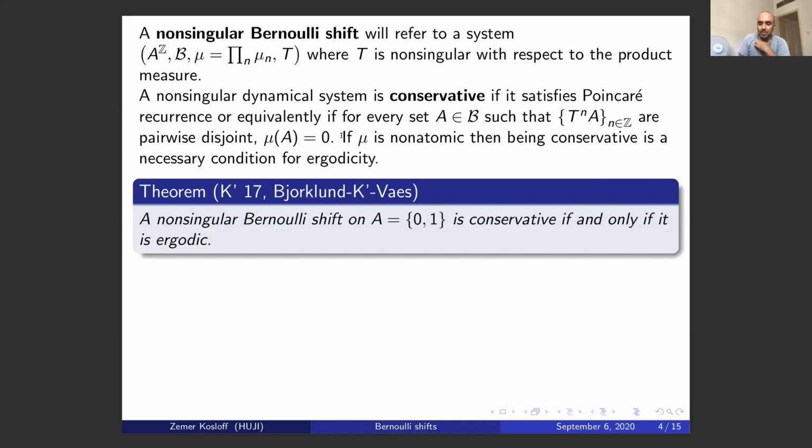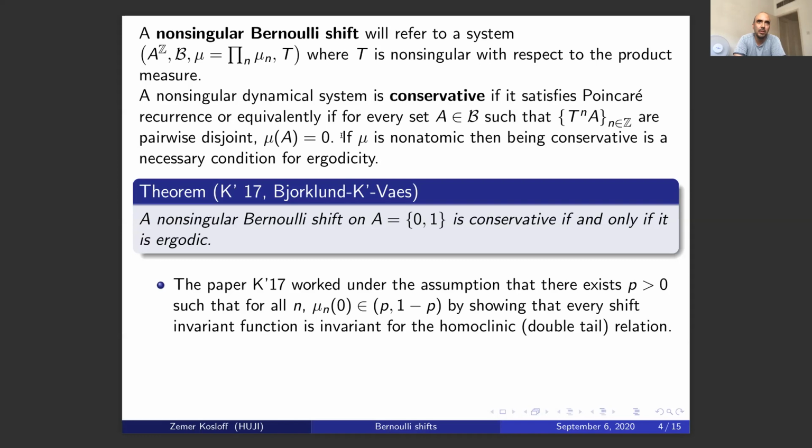Let me jump here a bit to what the condition was in my first paper, and also the method that's going to appear later. In the first paper, I worked under the standing assumption that the values of the coin toss, mu_n(0), always stayed within an interval bounded away from zero and one. Under that assumption, using a variant of the Hopf method, I could show that if the shift is conservative, every shift invariant function is also invariant for the homoclinic or double tail relation, which is ergodic because of Kolmogorov's 0-1 law. That worked well for those measures with this marginal assumption.